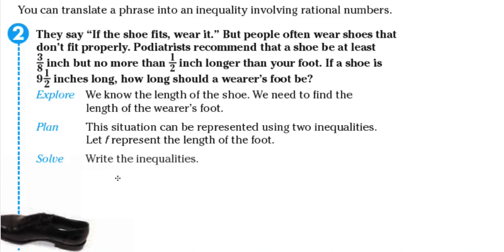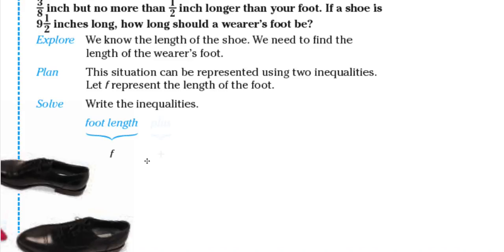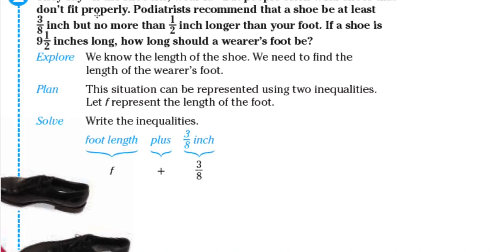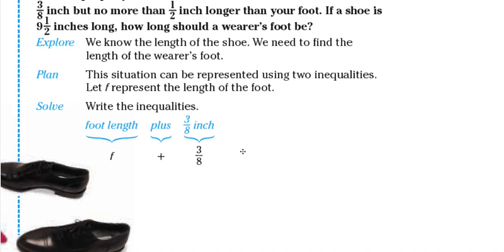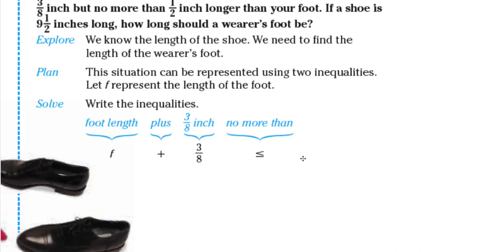So knowing that, we write our inequalities. This is our first inequality. We get our foot length, F, and then we add 3/8 of an inch, because the shoe has to be at least 3/8 of an inch longer. So F plus 3/8 of an inch should be no more than 9.5 inches, which is the length of the shoe.